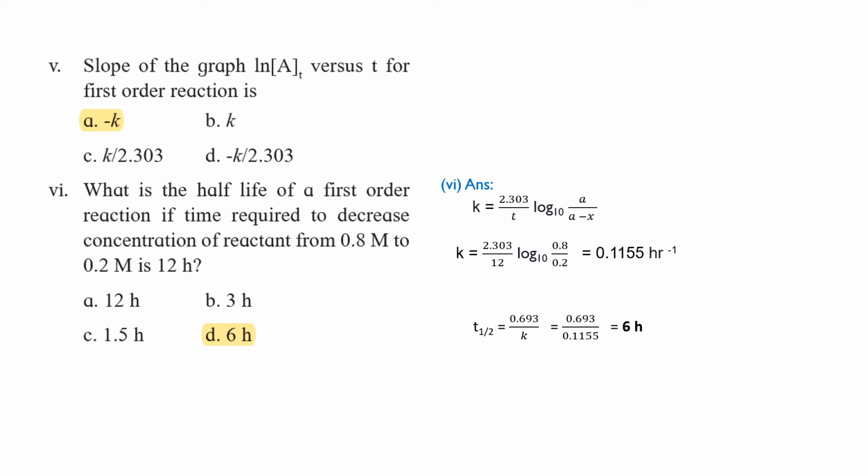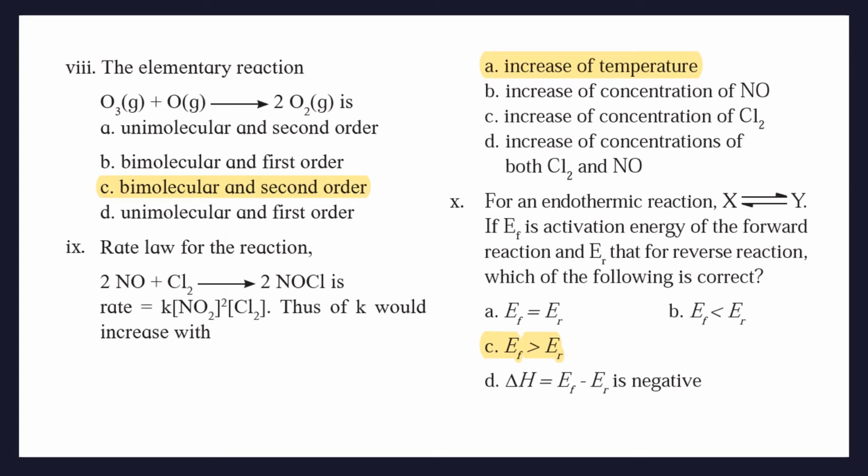Now T half-life period is equal to, for a first order reaction, 0.693 upon K. On substituting the value of K, we can write 0.693 upon 0.1155, which is equal to 6 hours. So the correct answer is option D. 8th question. The elementary reaction O3 plus O gives 2O2 is, the correct answer is option C, bimolecular and second order reaction.